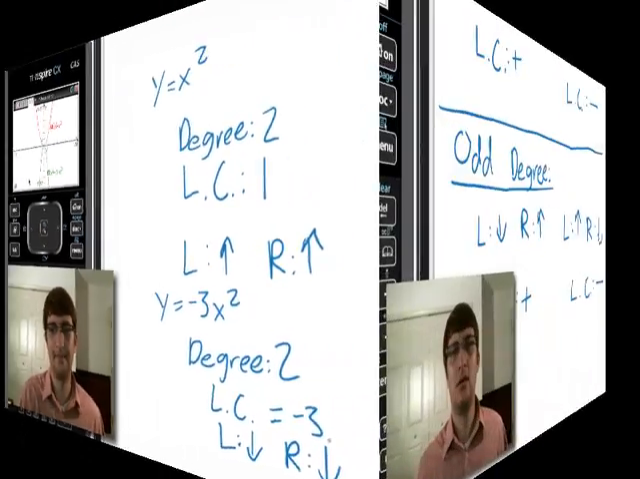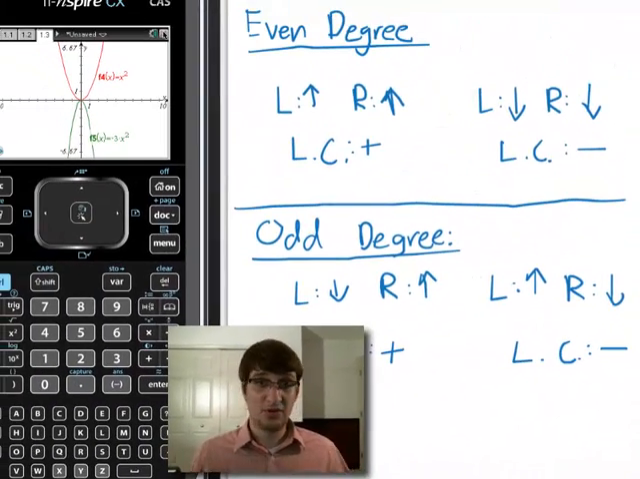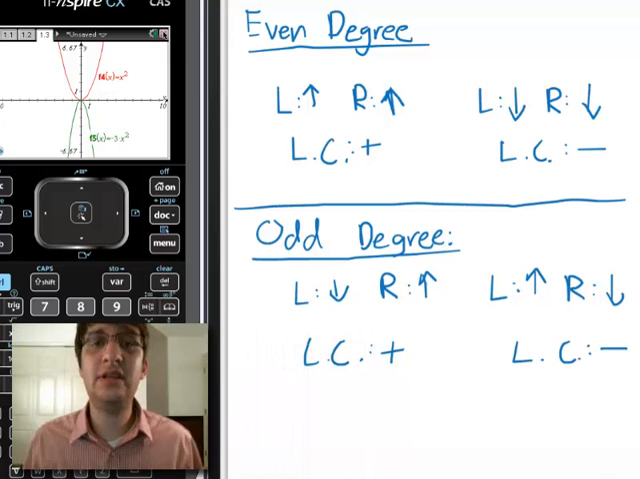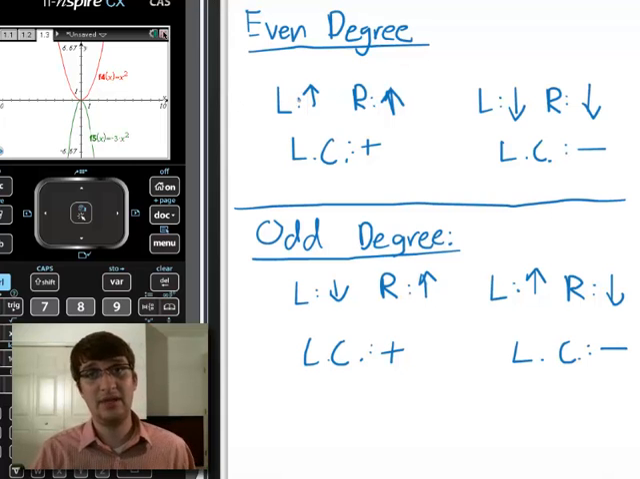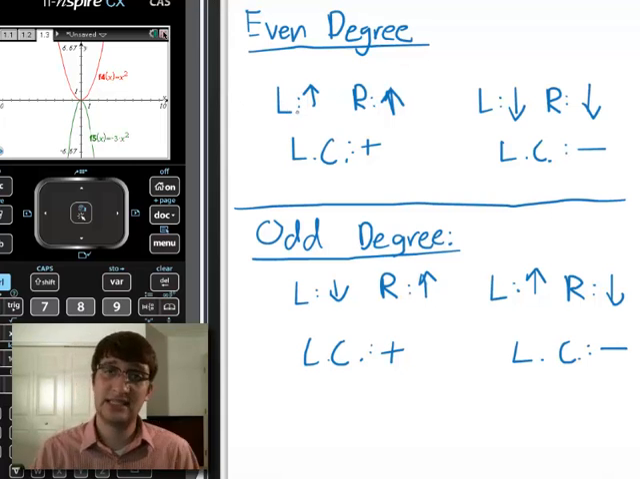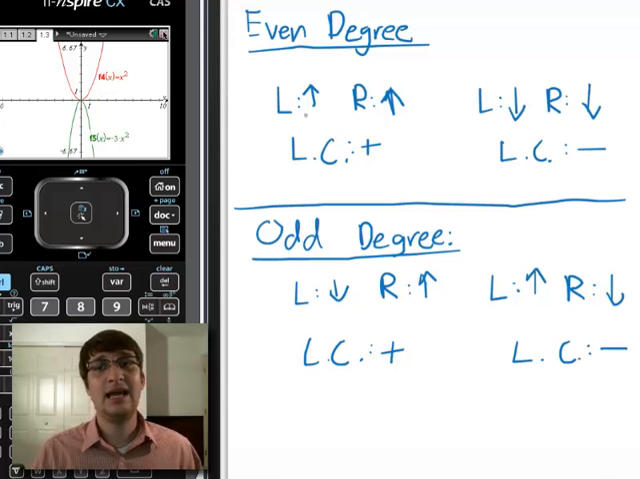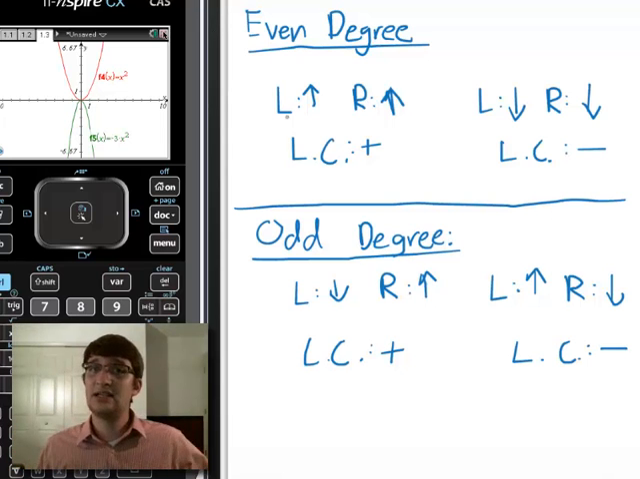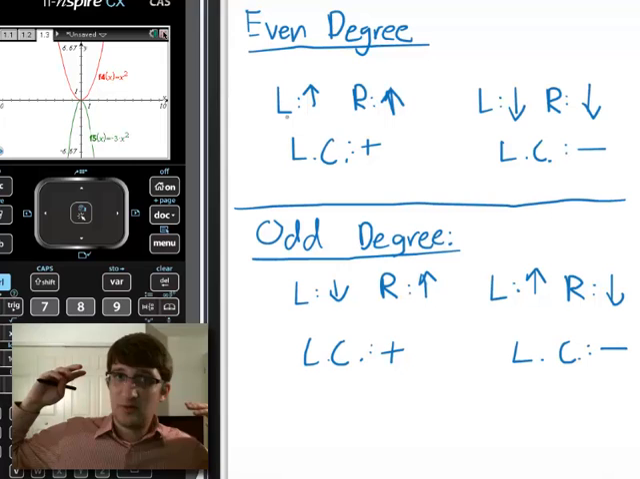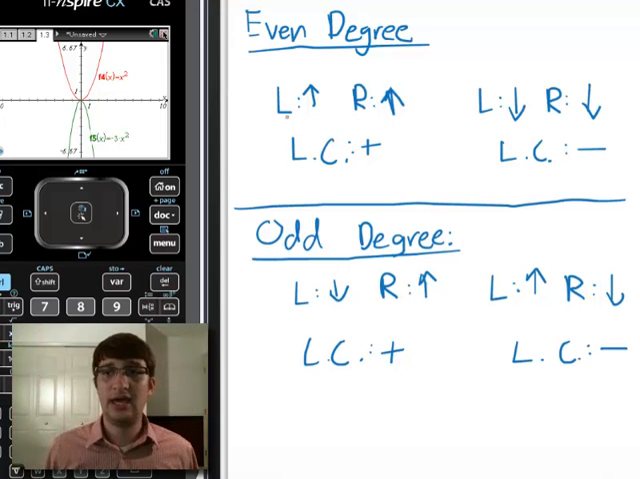To make a long story short, when we have an even degree and the leading coefficient is positive, the left side is going to be pointing up and the right side is going to be pointing up as far as the tail behavior goes. Now, this isn't going to tell you what the middle of the graph is doing. The middle of the graph could be doing all these waves and stuff like that, but eventually the left tail will be pointing up and the right arm will be pointing up as well.